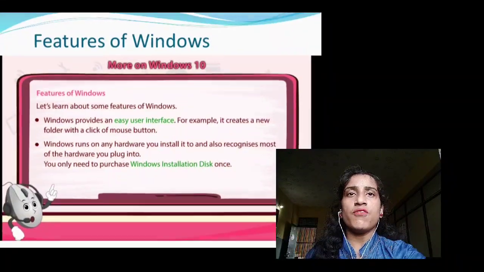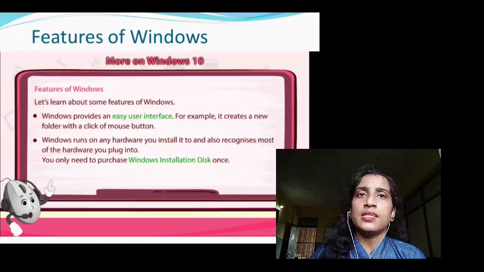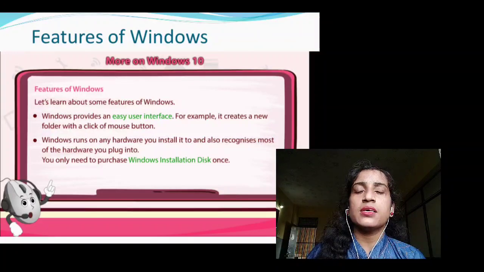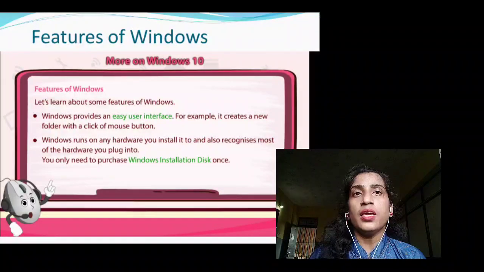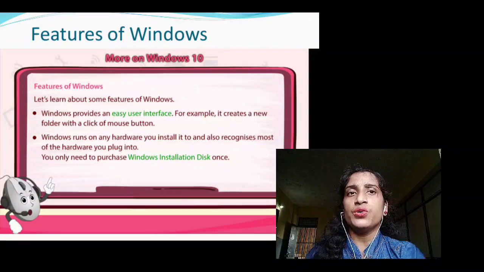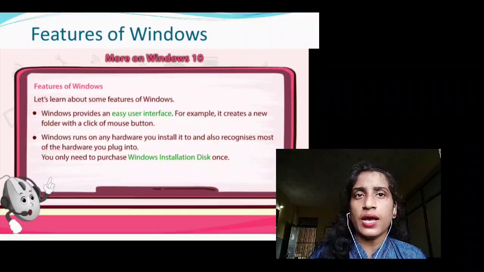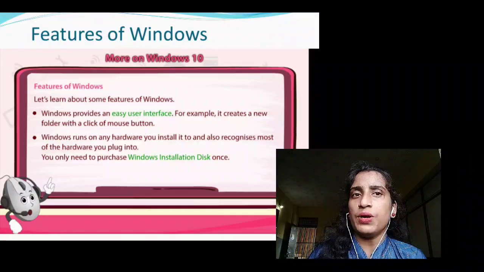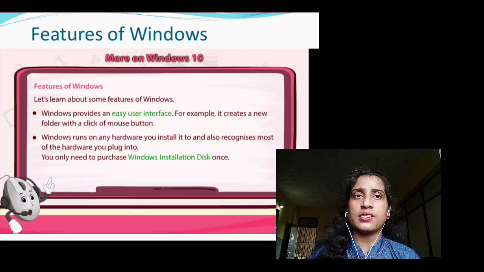So let's know more about the features of Windows. The first feature of Windows is that it provides an EUI, that is an easy user interface. For example, it creates a new folder with a click of a mouse button. Clear? The second feature is that Windows runs on any hardware you install it to and also recognizes most of the hardware you plug into it. You only need to purchase the Windows installation disk once.